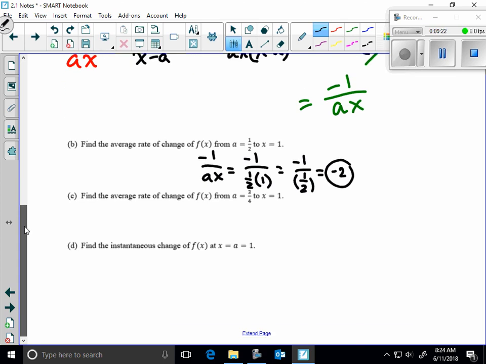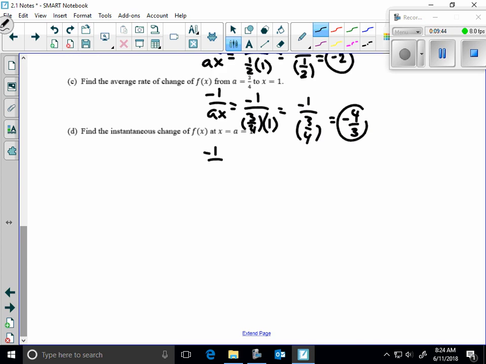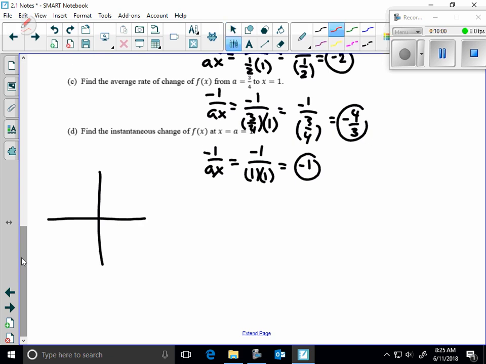Let's do the same thing here with 3/4. Negative 1 over ax would equal negative 1 over 3/4 times 1, which would equal negative 1 over 3/4, which I believe will be negative 4/3. Let's do it one more time where both x and a equal 1. It is at times advantageous to use this alternate form of the difference quotient because it makes things a little bit simpler on occasion. It looks like that slope would be negative 1.